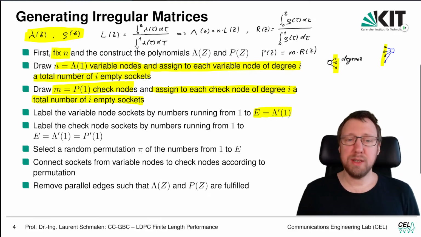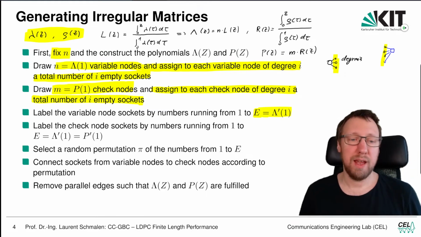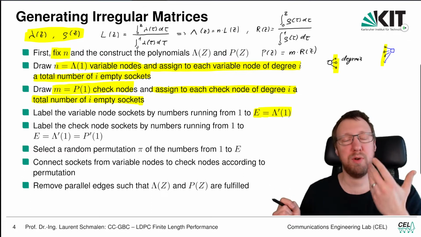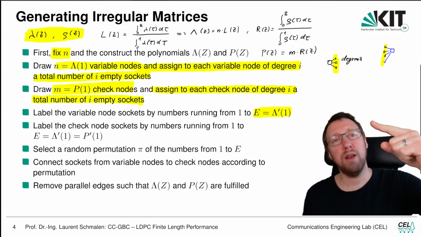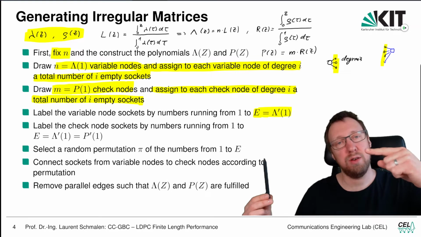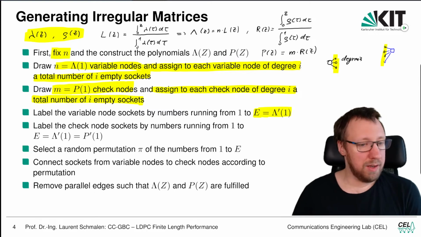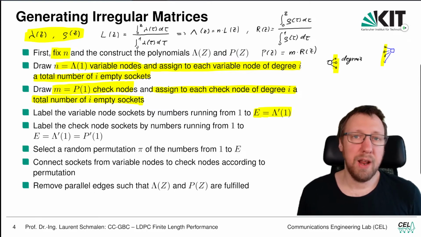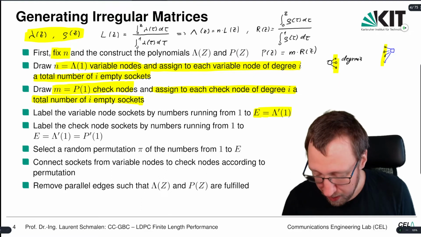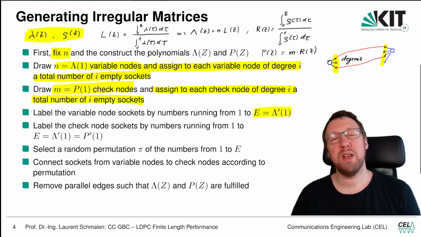And then what we do is we select a random permutation of the numbers from 1 to E. And then we connect sockets from the variable nodes to the check nodes according to this permutation. So we connect socket 1 with the first socket after the permutation. Then we connect socket 2 with the second socket after the permutation. And then we just keep on doing this with the permutation. And at the end, we check if there are parallel edges. So what can happen is we can have one socket from a variable node to a check node, and we can connect the same variable node with the same check node again.